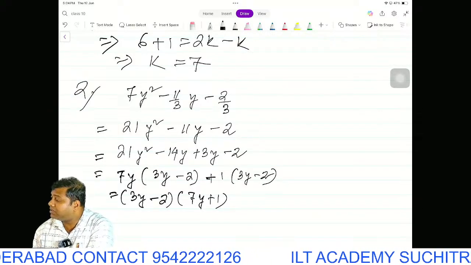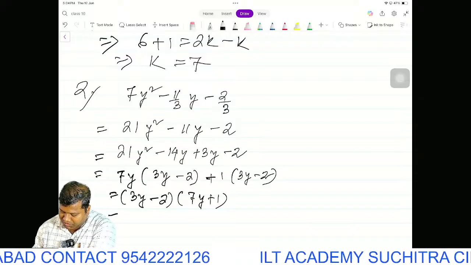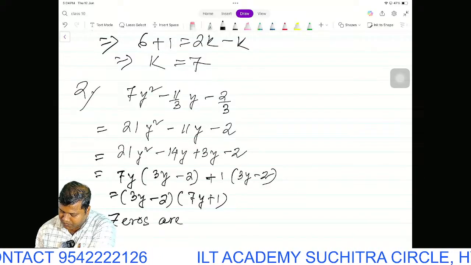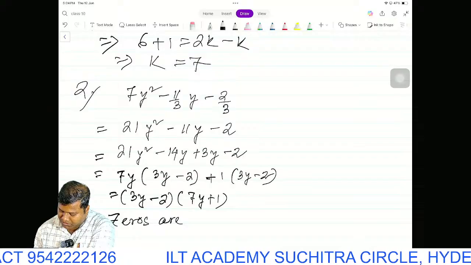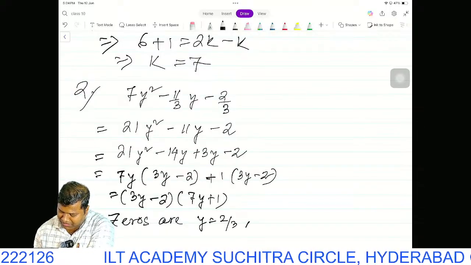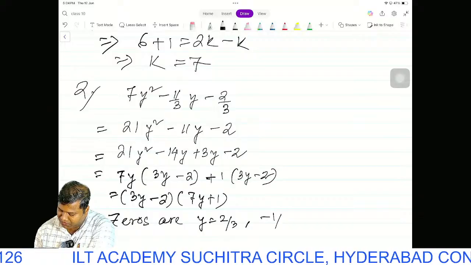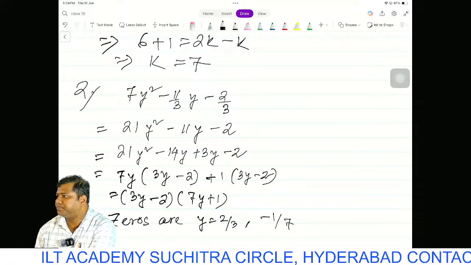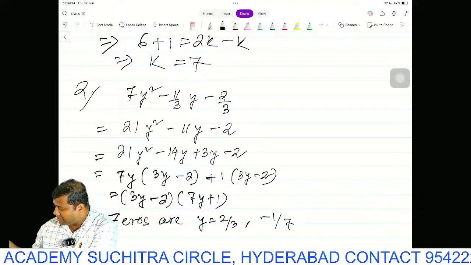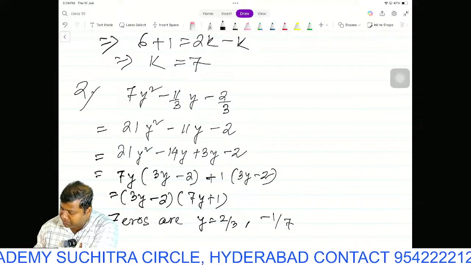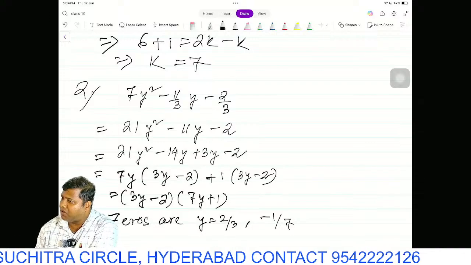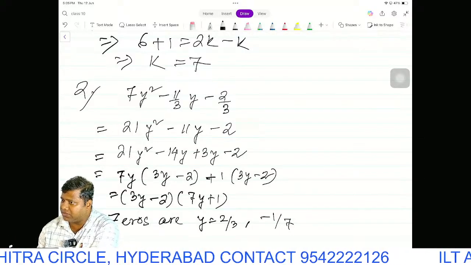Okay, so what are the zeros? So zeros are y is equals to 2 by 3 and minus 1 by 7. Bhumika, do you have any problem from this step to the zeros? No one has? How we are writing the zeros? Everyone is clear with that?